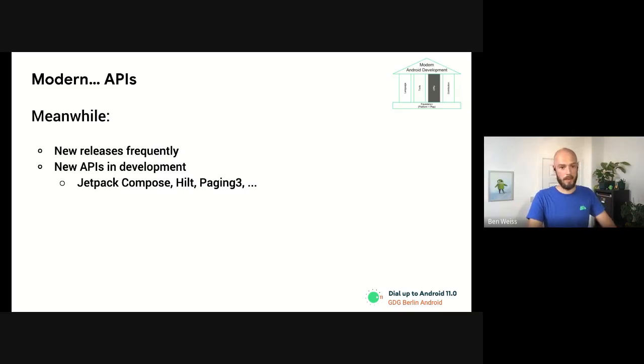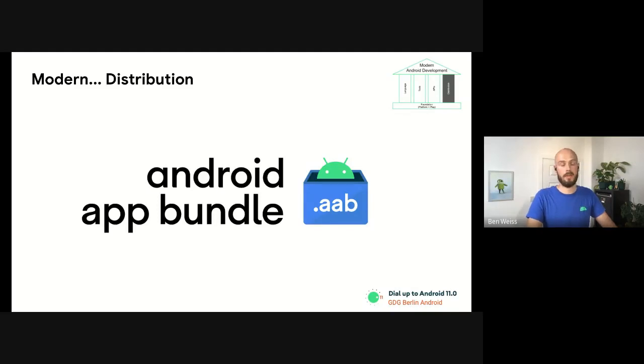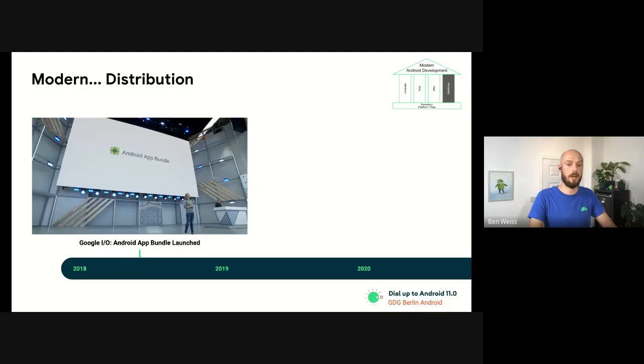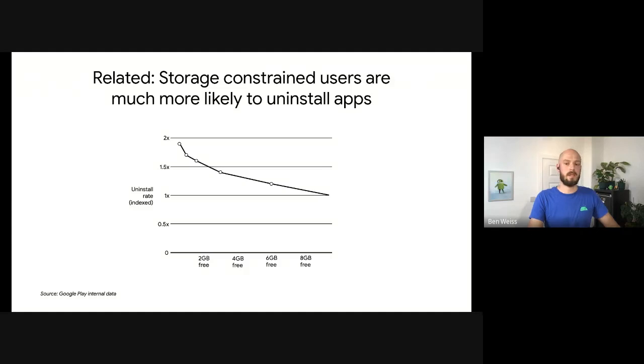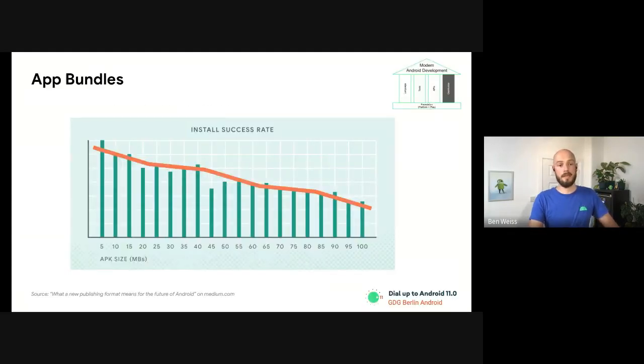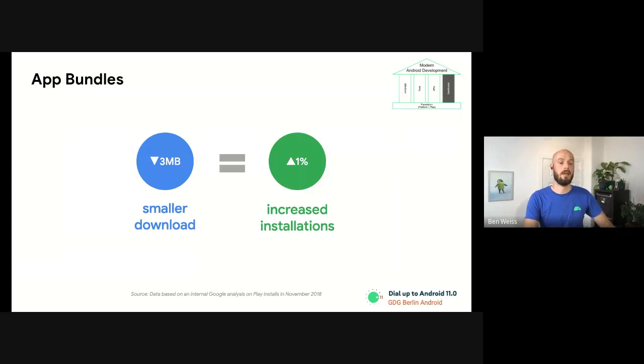One last thing before we finally wrap up is the distribution. For distribution, we're now using the Android App Bundle, which we announced in 2018 at Google I/O. And well, we learned that 3 in 10 phones have less than 1 GB of free internal space. So that means that users' on-device storage is kind of a premium. And we also saw that users are likely to uninstall applications depending on how much space they have. That means the installation success rate declines depending on APK size, and we've learned that depending on the regions you're in, if your application is about 3 MB smaller, it is 1% more likely to be installed. That number varies depending on the region and the device availability, as well as on the cost of data and storage and a lot of other things. But it's a good rule of thumb.